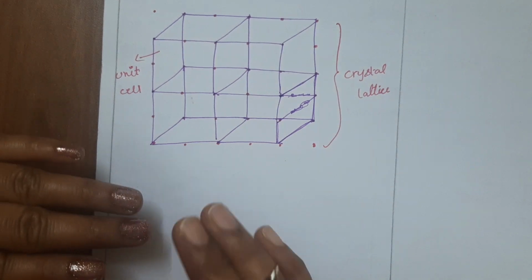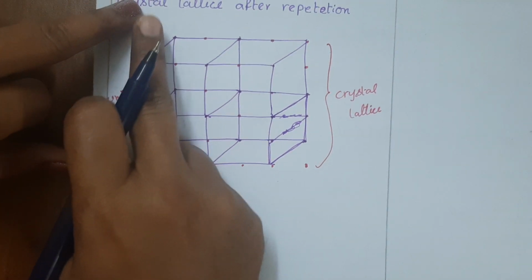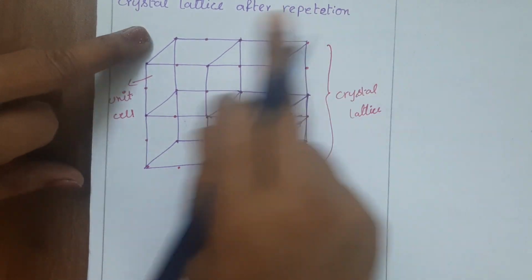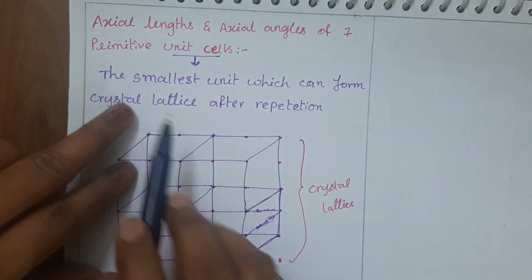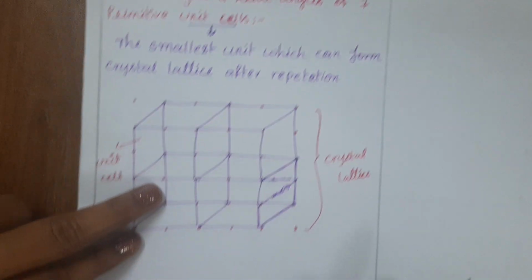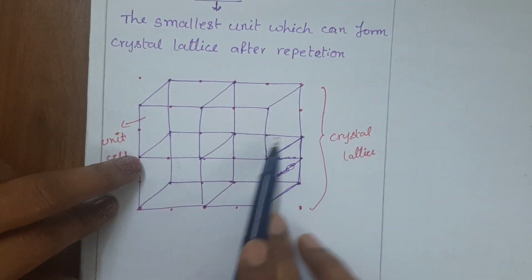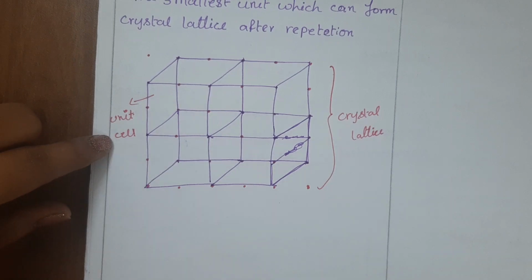So that is an explanation of a unit cell. The smallest unit which can form a crystal lattice after repetition is called a unit cell. So these are the small units. By repeating these units, we are getting a crystal lattice. So this small unit is called a unit cell.